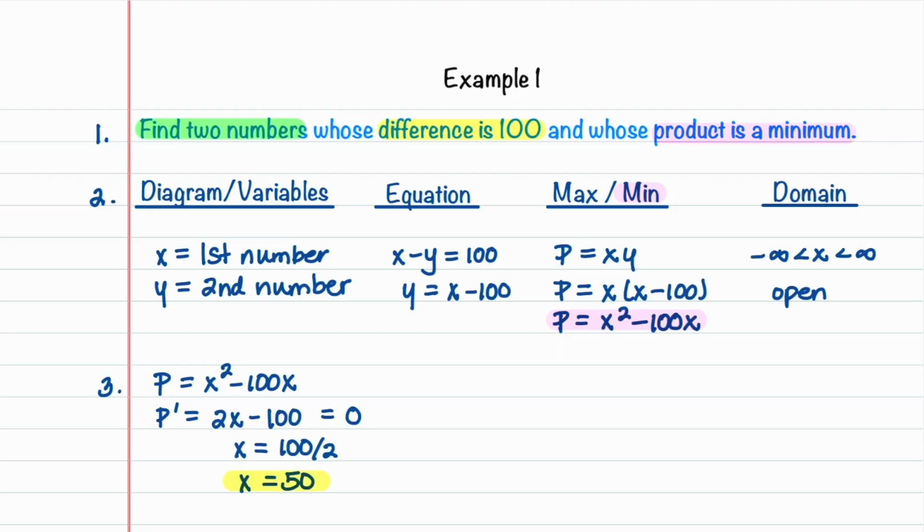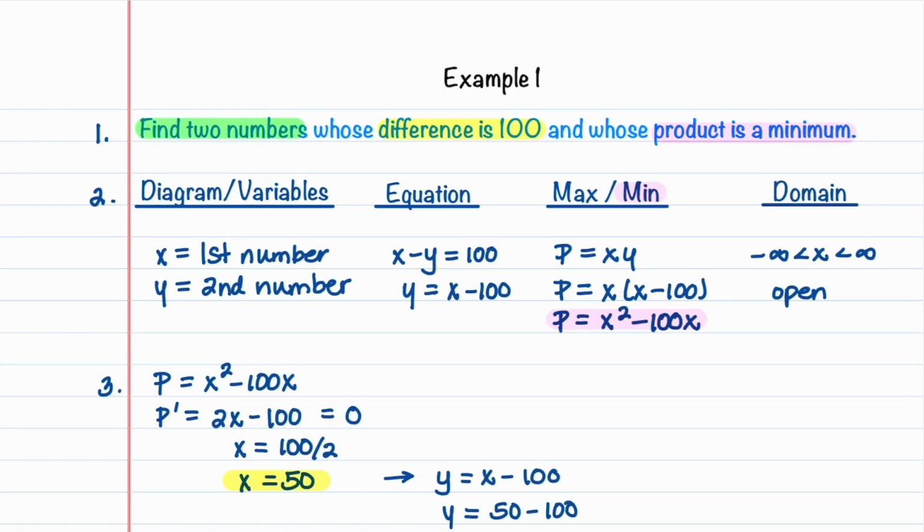Now we can go ahead and find y. Y is equal to x minus 100, so y is equal to 50 minus 100, which gives us that y is equal to minus 50. And let's highlight that.